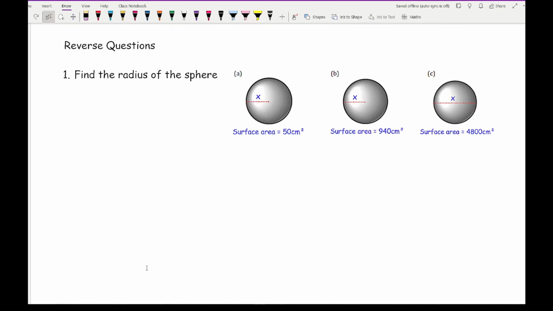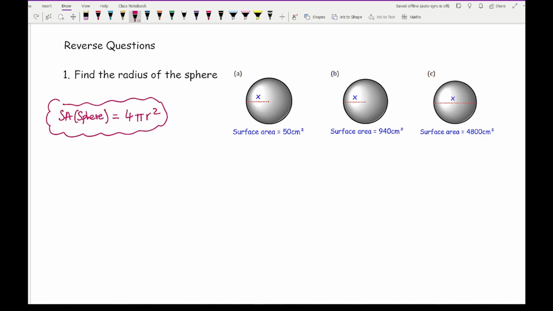and it's a case of just working backwards, and it kind of incorporates volume and surface area with solving equations. So again, remember that the surface area of a sphere is equal to 4 pi r squared. So this is the formula that we're going to be using.